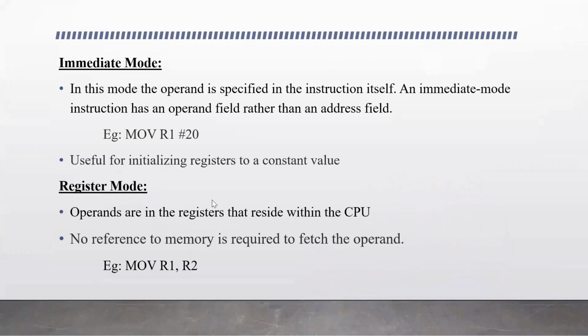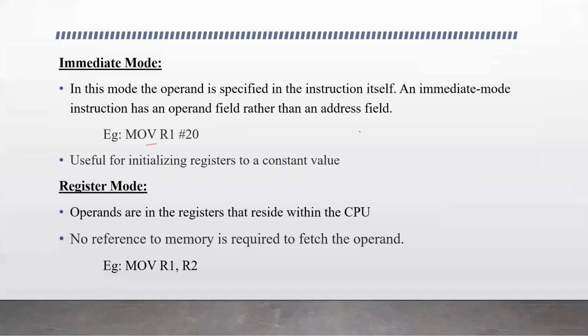The second one is immediate mode. In this mode, the operand is specified in the instruction itself. There is no address here. An immediate mode instruction has an operand field rather than an address field. The operand is directly given. We don't need to locate the operand, and there is no memory access needed here either. Let's take an example.